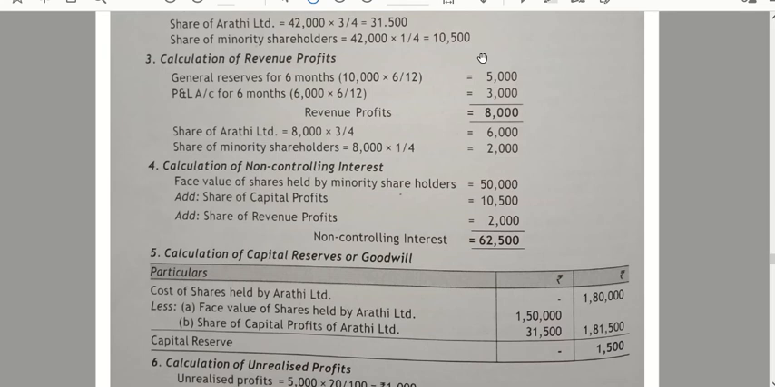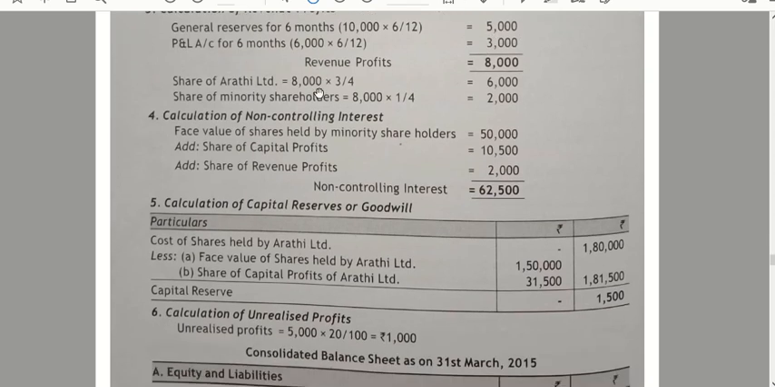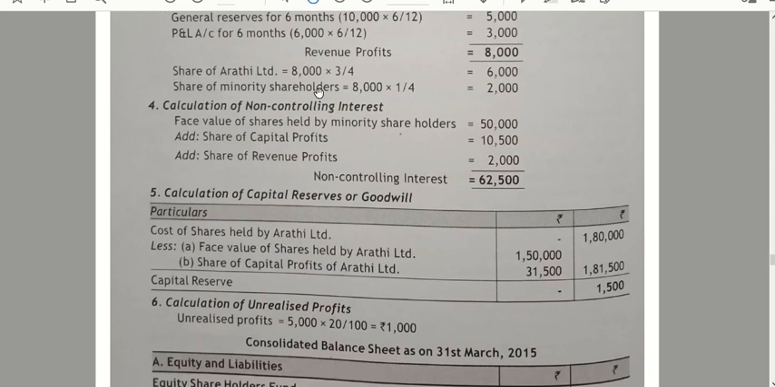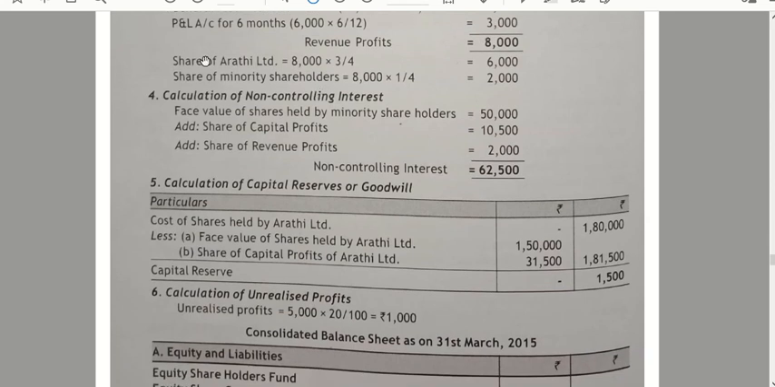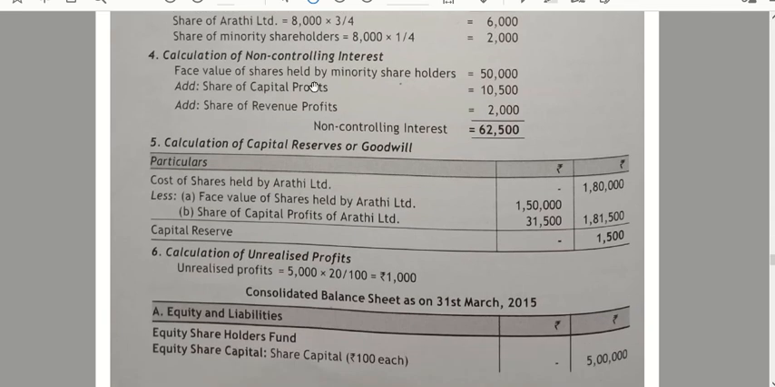Calculation of revenue profits. The general reserve for 6 months is 10,000 into 6 by 12, which is 5,000. Profit and loss account for 6 months is 6,000 into 6 by 12, which is 3,000. So total you get 8,000. In that, share of Aarti Limited is 8,000 into 3 by 4, 6,000. Share of minority shareholders is 8,000 into 1 by 4, which is 2,000.